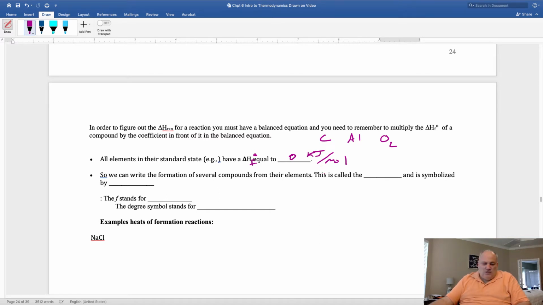enthalpy of formation. So when we write the formation of compounds from elements, we call that the heat of formation. Occasionally, that's also called enthalpy of formation, and it's symbolized by what we've already shown a couple times. We said change in H with a degree symbol and an F down below. The F stands for, of course, formation, and the degree symbol stands for standard conditions.